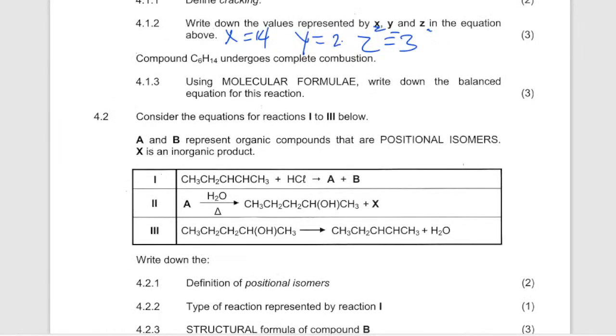Then they are saying that X is equal to 12. No, X is not equal to 12.